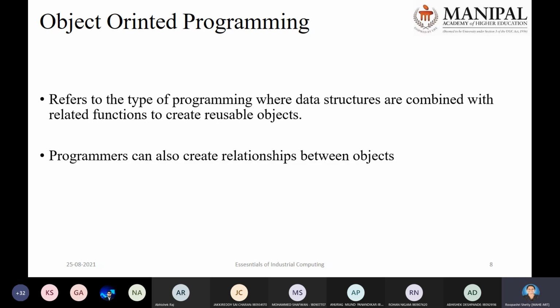So three important things: object-oriented analysis, object-oriented design, and object-oriented programming. And the objects, whatever we say, are the instances of the classes. That is another definition you are supposed to remember.